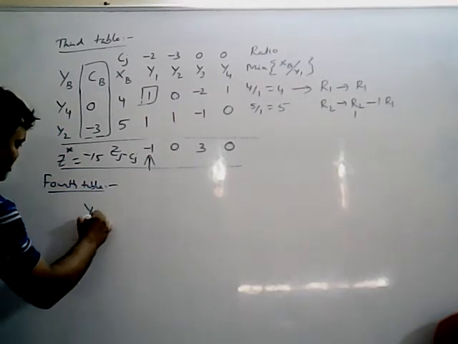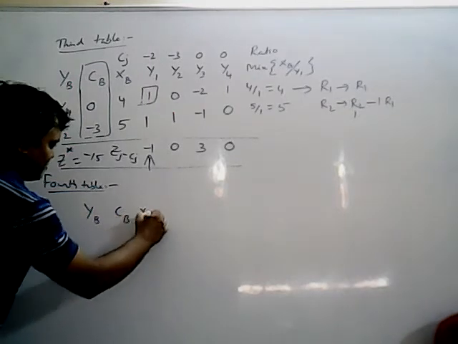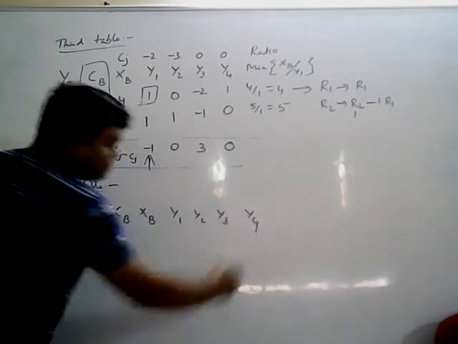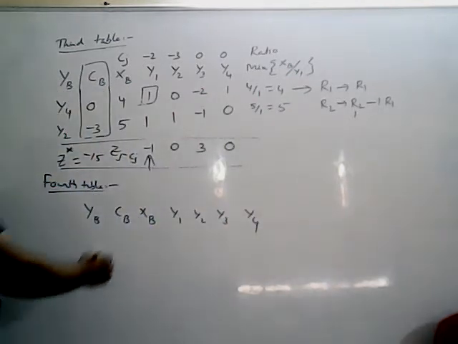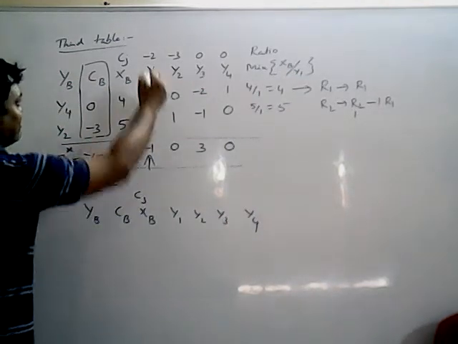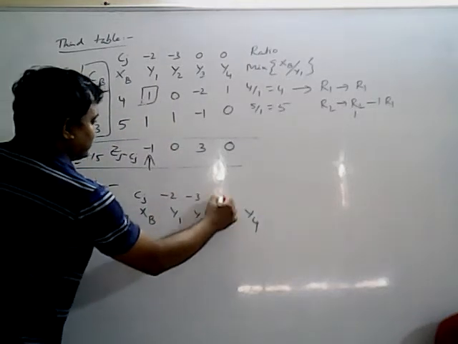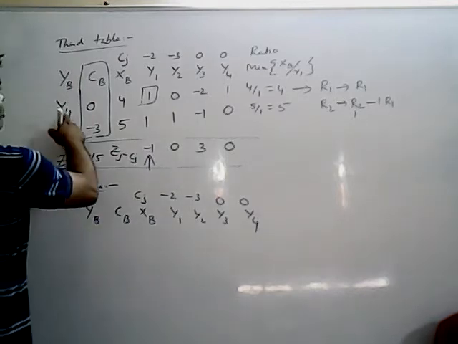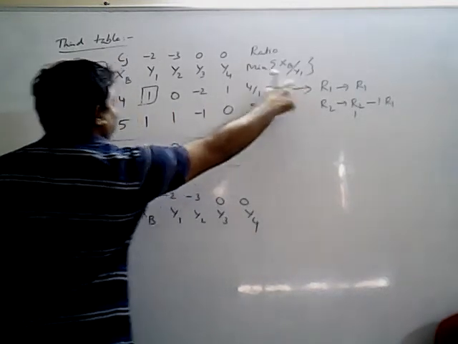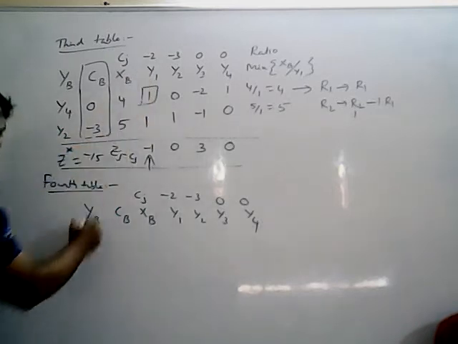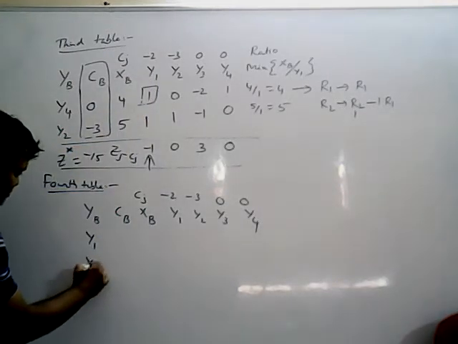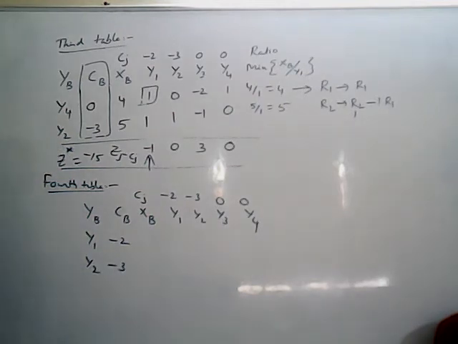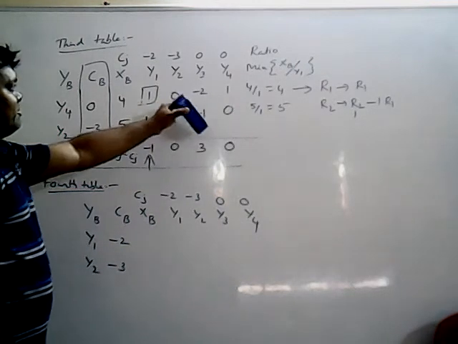What is the columns? YB, CB, XB, Y1, Y2, Y3, Y4. Cj is the cost matrix. Cj means what is it? -2, -3, 0, 0. Which variable deletes? Y4 deletes. Arrow mark is outside, Y4 deletes. In place of Y4, Y1 enters. Y1 variable cost -2, Y2 variable cost is -3. Remaining, you can use these operations.